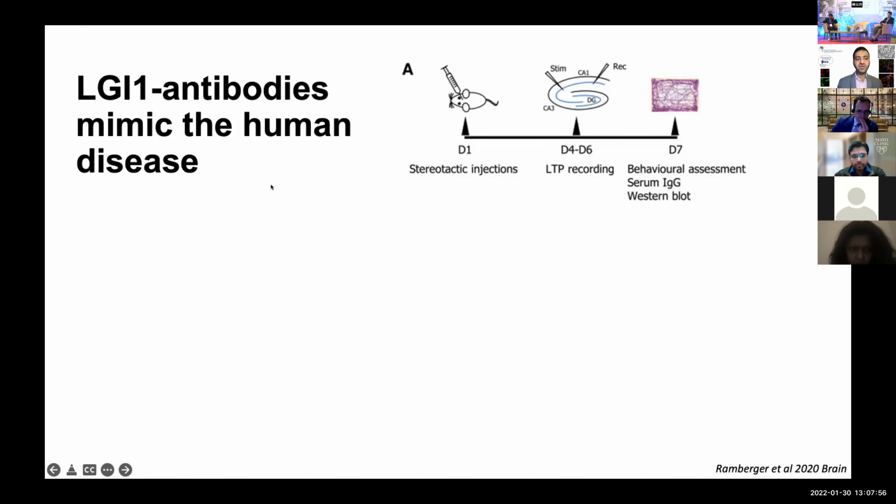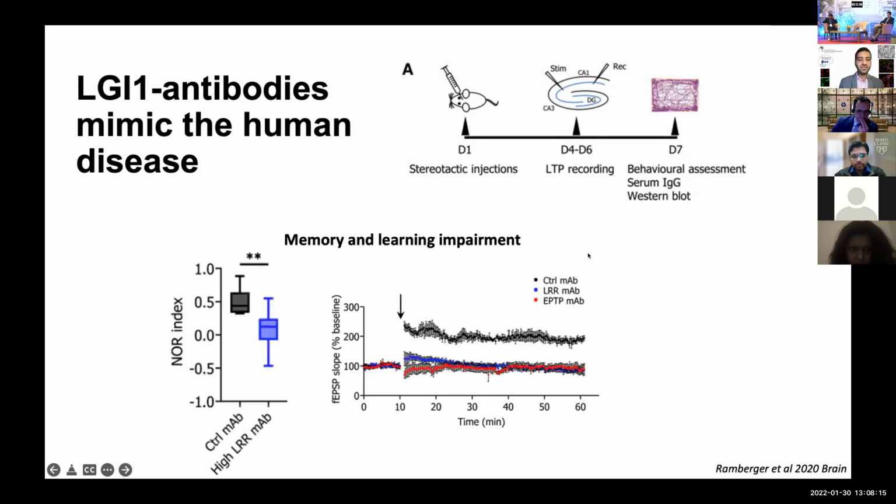And what we've done is we've made monoclonal antibodies from the patients, and we've injected them into the hippocampus of mice. So these stereotactic injections allow us to then, a few days down the line, make recordings from the hippocampus to understand the electrophysiology, and then also to understand the behavior of these animals. And this has highlighted a number of abnormalities. So for example, the animals fail to recognize objects. This is a novel object recognition index. This is what they should do, and this is what they do with injection of the LGI1 antibody.